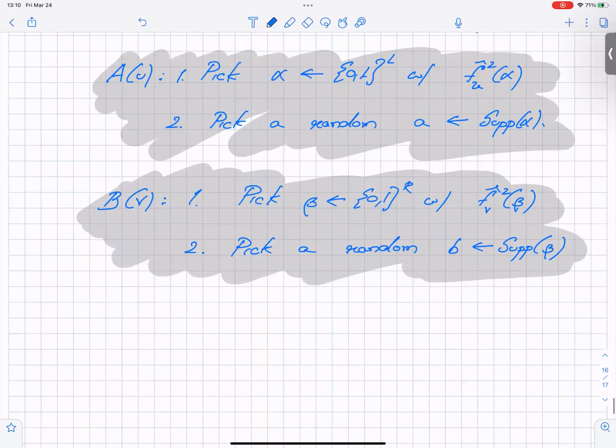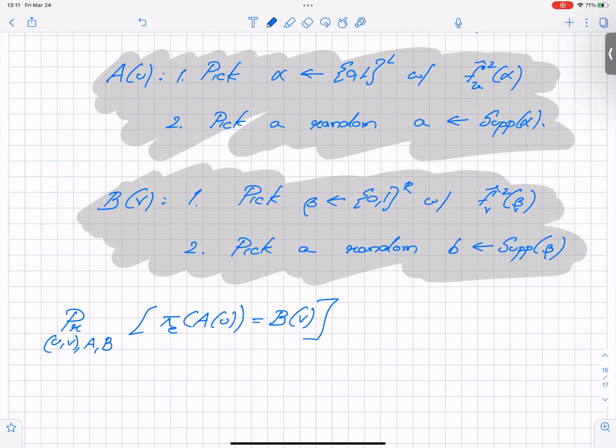So let's ask what's the probability over u, v and this choice of A, B, that is, pi_e of A_u equals B_v. We have done this decoding. What's the probability that you are actually going to satisfy the edge? So what's the lower bound we can put on this object?